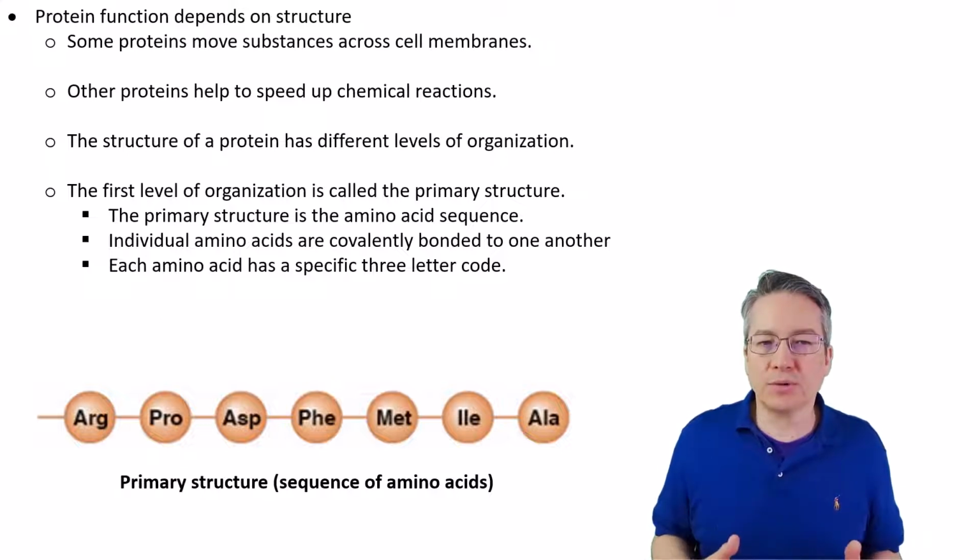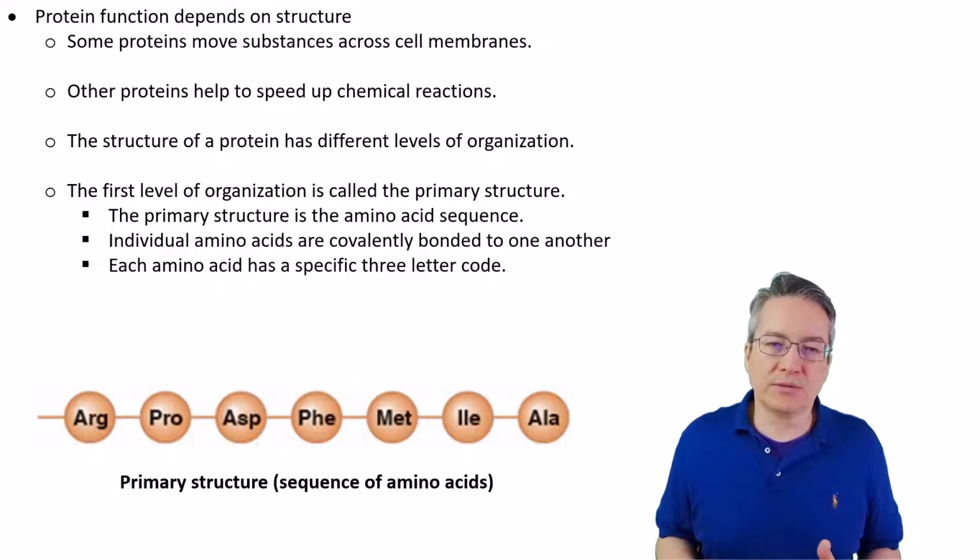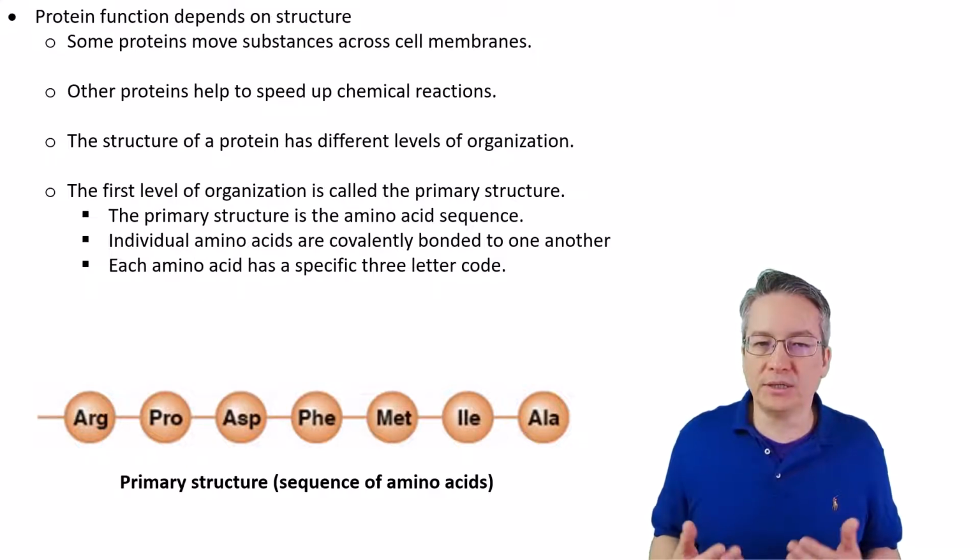The structure of a protein has different levels of organization. The first level of organization is called the primary structure. The primary structure is simply the sequence of amino acids. Remember that proteins are polypeptides. Polypeptides are chains of amino acids. Each individual amino acid is covalently bonded to another one.